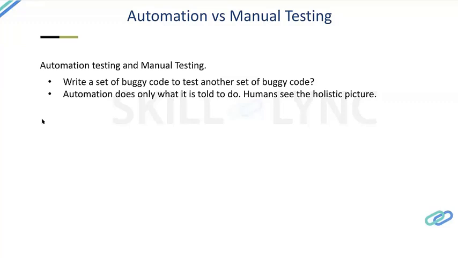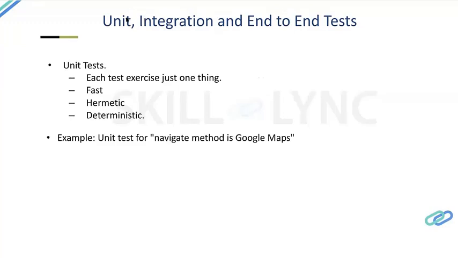Let's get to the second dimension of testing, which was unit test, integration test, and end-to-end test. For understanding these tests, first we need to understand how our software is made. How does software get complex? Let's take a very simple example.